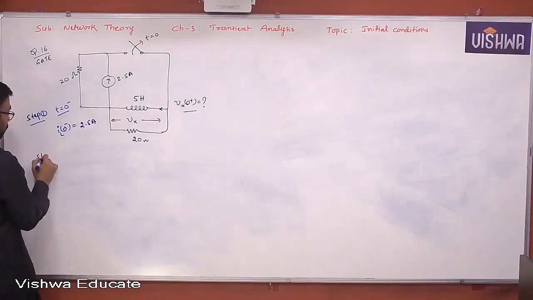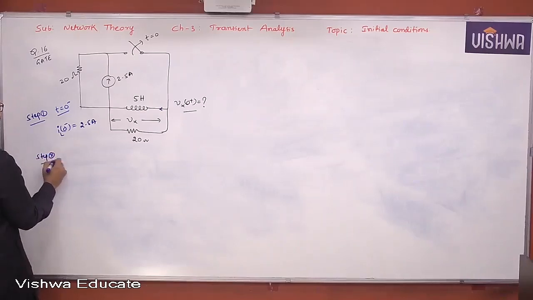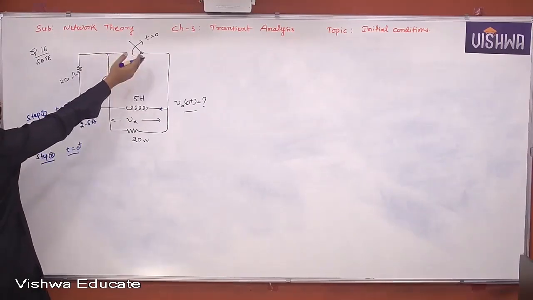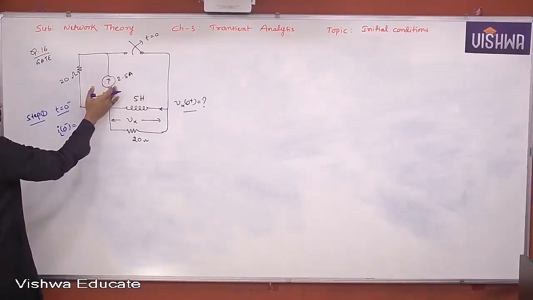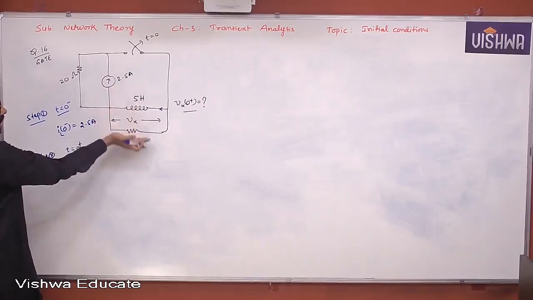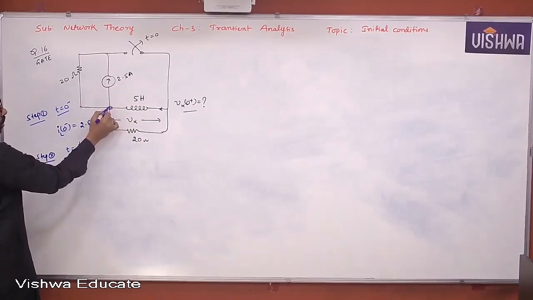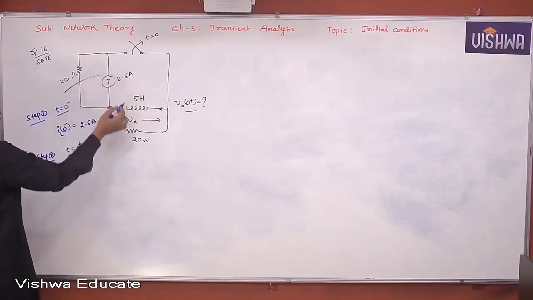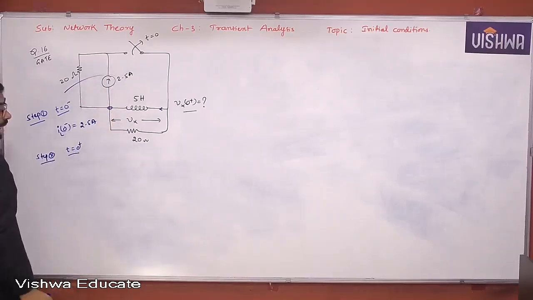Now let's go with step 2, the t equal to 0 plus equivalent. Then what is the switch position? It is open. Yes or no? Once it is open, the current source and the resistor form one category here, and the inductor and resistor form another category. Both have a common node, but there is no return path. Both are isolated, so I can neglect these two and consider only these two elements.